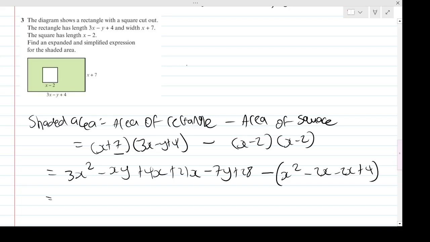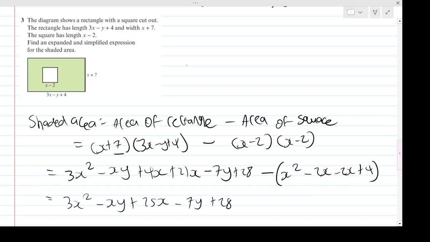Okay, and then let's see what we can simplify. So we have an x squared term here, but there's no x squared term in this bracket, so I'm going to ignore it at the moment. Let's just simplify everything in this first part to make it easier for us. Well, in the first part, there's only a 3x squared. Then I have an xy term, there's no other xy term, so it's just minus xy. Then I have an x term, 4x, and then I have another x, 21x, so that'll go to 25x. Then I have a minus 7y, there's only one y term by itself, so minus 7y, then I add 28.